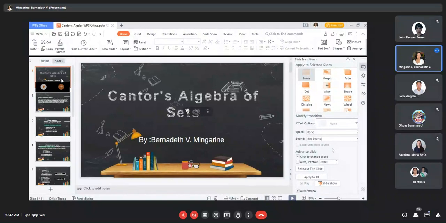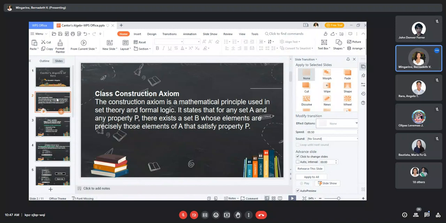Use in set theory and formal logic. Also known as the separation axiom or principle in set theory and formal logic, it is a fundamental axiom used to define mathematical constructions and reason about sets.